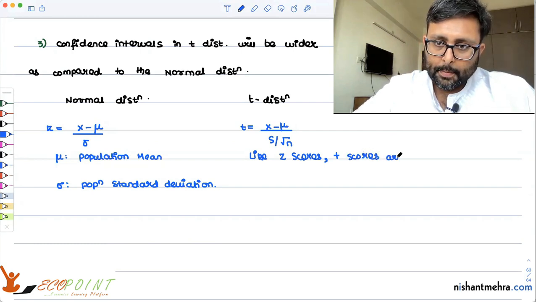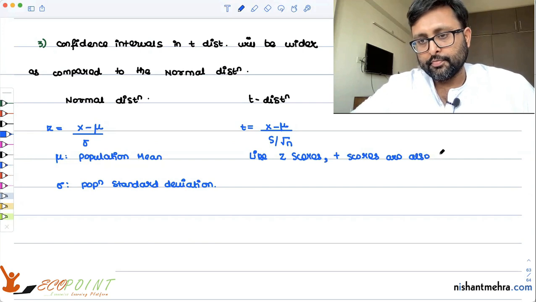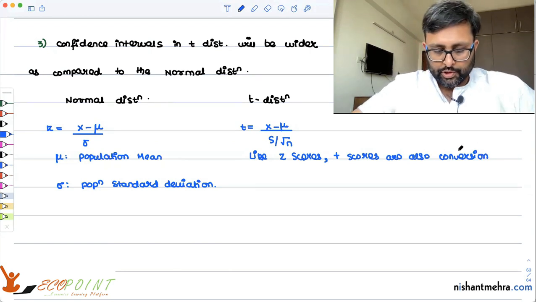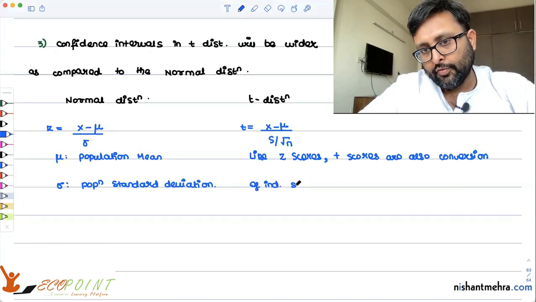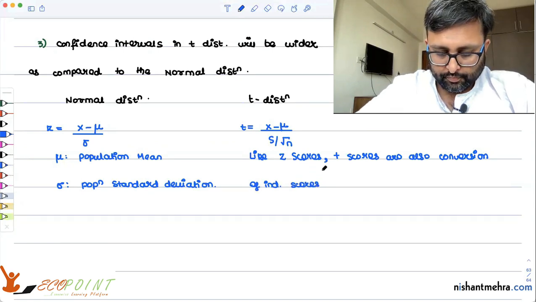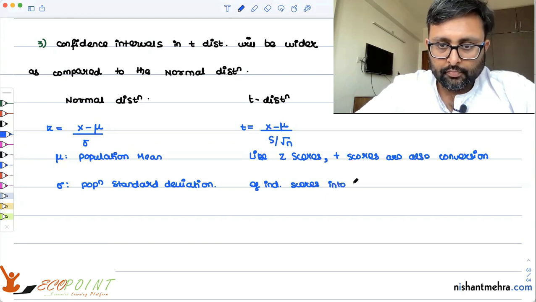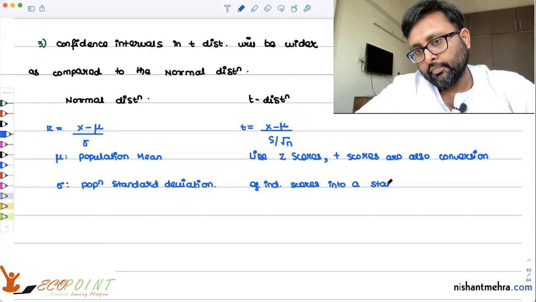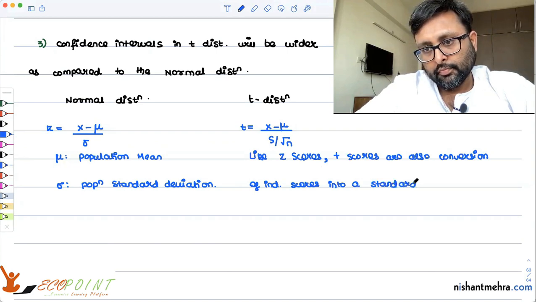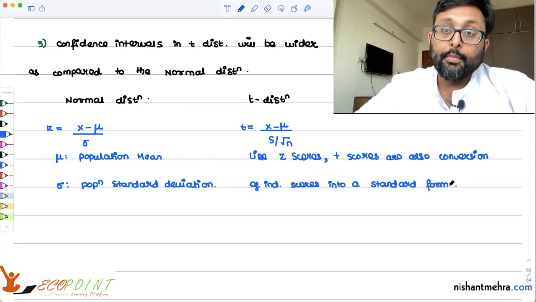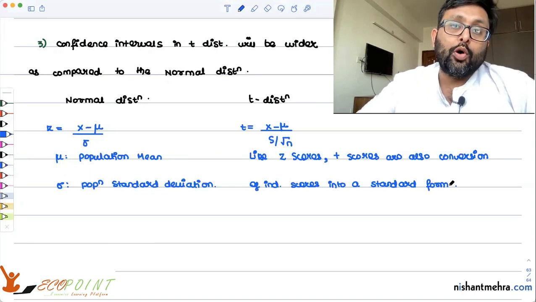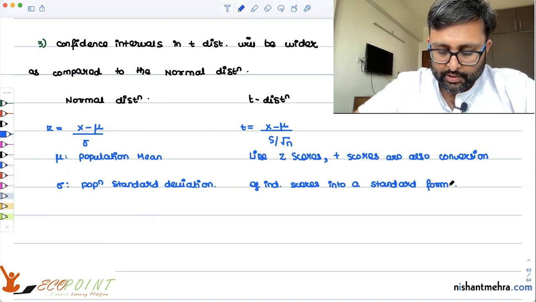T-scores are also a conversion of individual scores into a standard form, right? But you use T-scores when you do not have the data of the population standard deviation, when you don't know the population standard deviation.